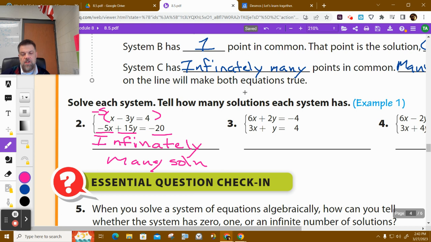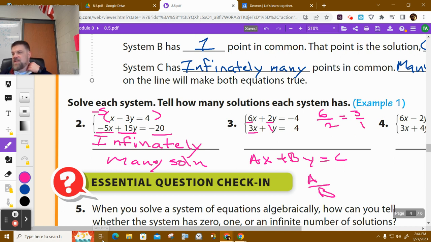Now, the other thing that you could do, too, that's interesting, if you think in terms of ax plus by equals c, if both equations have a over b that are the same, then they are parallel. So, in other words, I have a 6 and a 2. So, if I say 6 over 2, and this is a 3 over a 1, isn't that equal to 3 over 1?